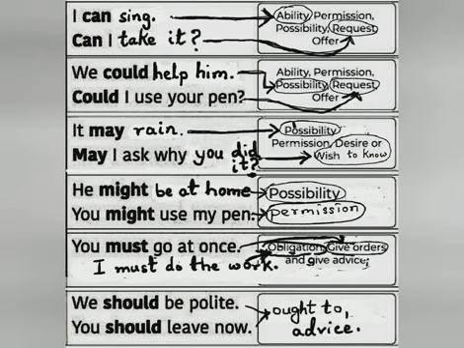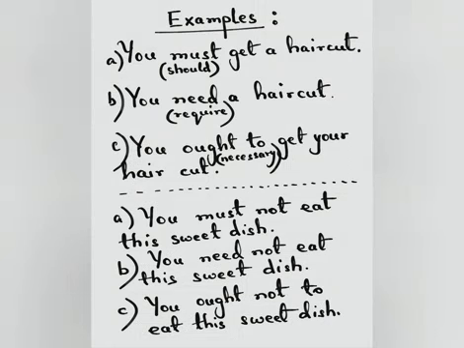Here are some more examples. You must get a haircut. When we say this, it means that the person should get a haircut. It implies a necessity that you must, you should. So it may be an order also.